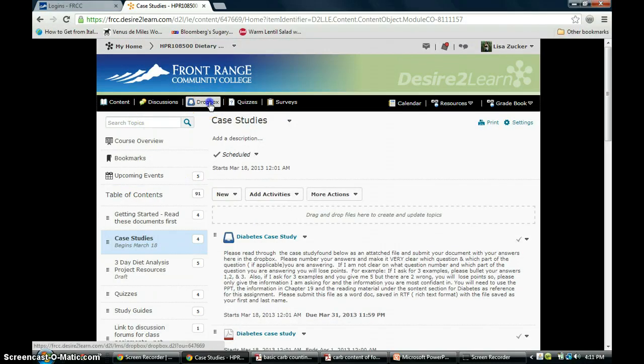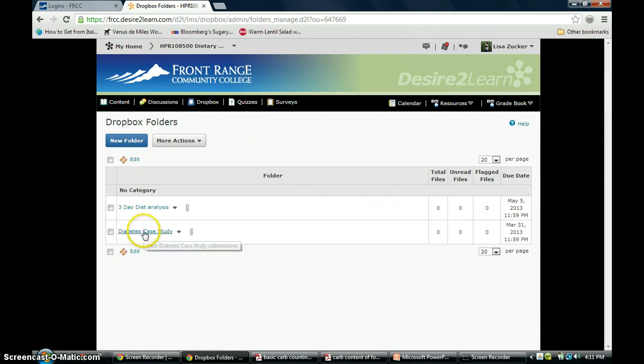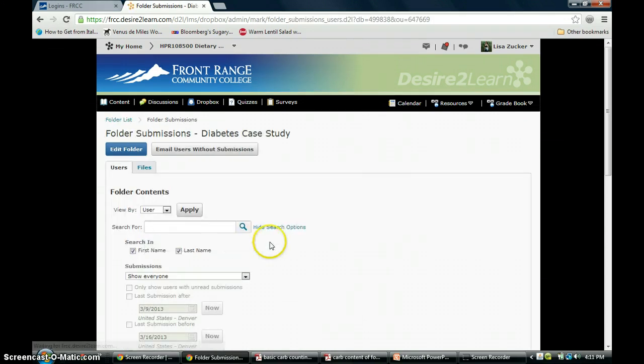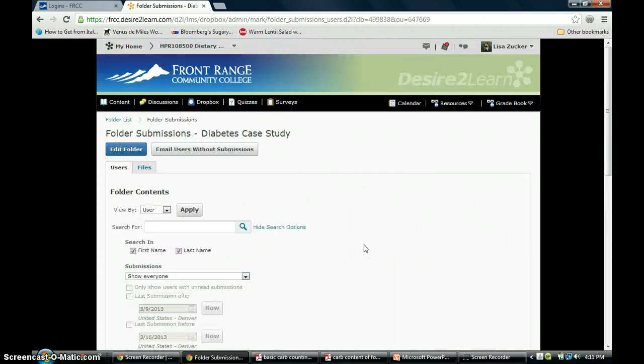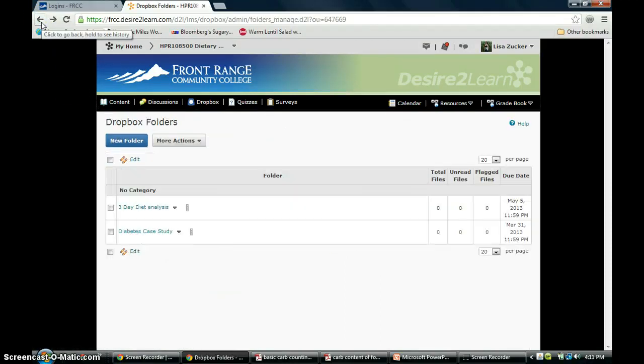Okay, so you can come here to the Dropbox. We haven't used the Dropbox yet. If you click on that, you can see diabetes case study. All right, so you click on it. You actually might see something different than I see, but I just wanted to show you where you can find it. Okay, so let me just go back to the case study and open it up.